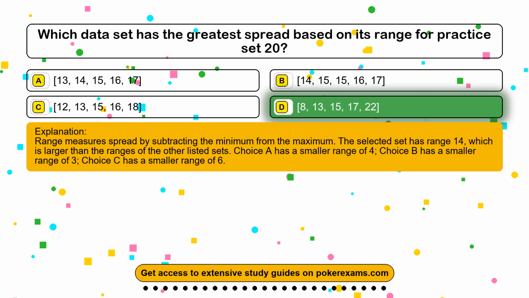Choice A has a smaller range of 4, Choice B has a smaller range of 3, choice C has a smaller range of 6.